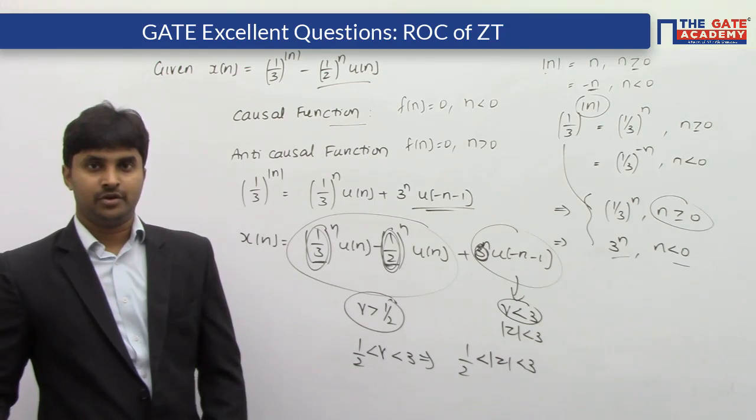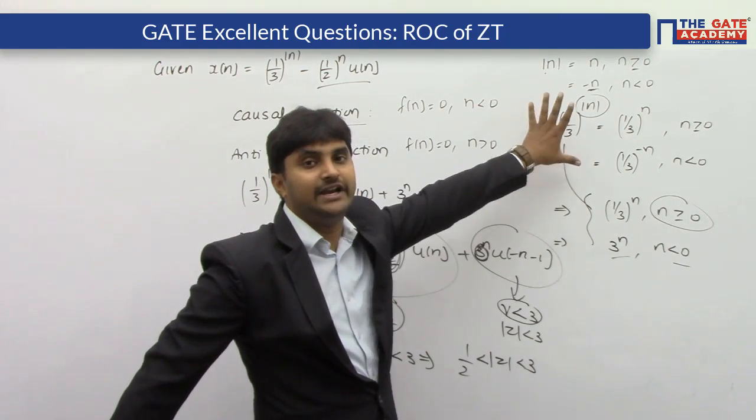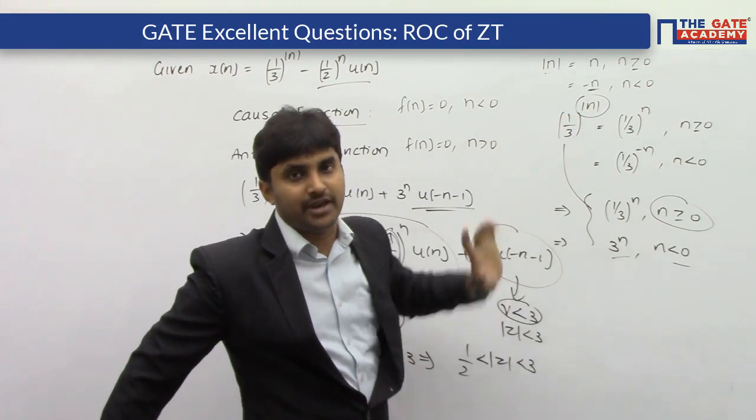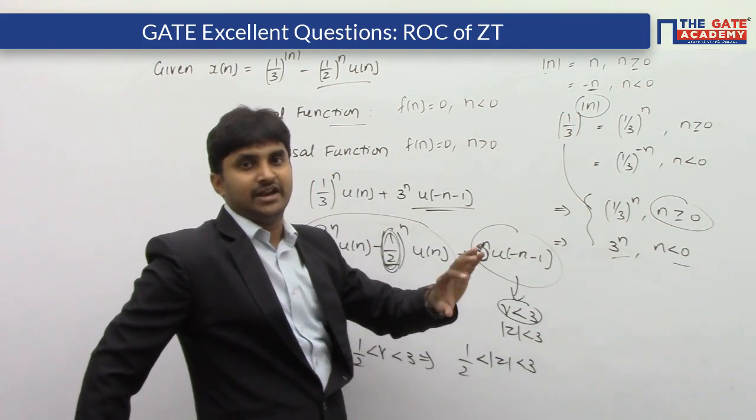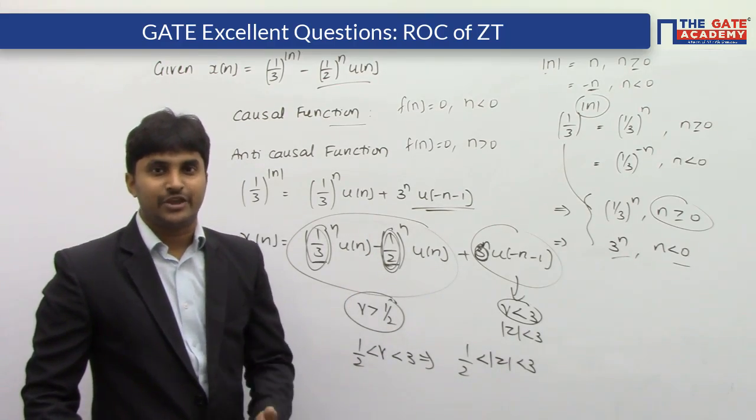So the tricky part of this particular question lies in how you are going to write (1/3)^|n|. Once you are able to write this, then it is a straightforward application of the concept of the Z transform ROC. Thank you for watching this lecture.